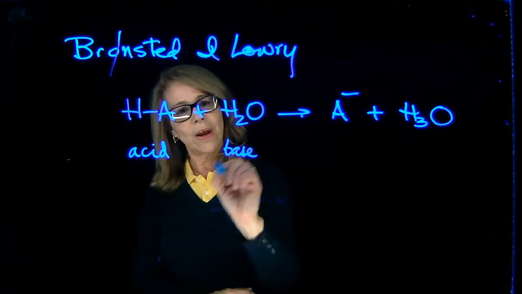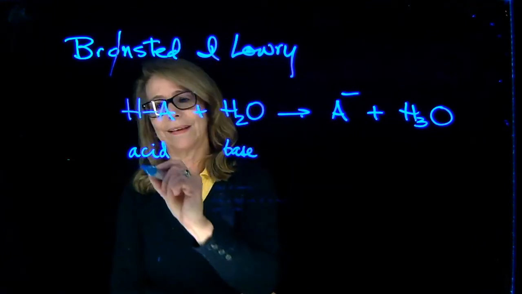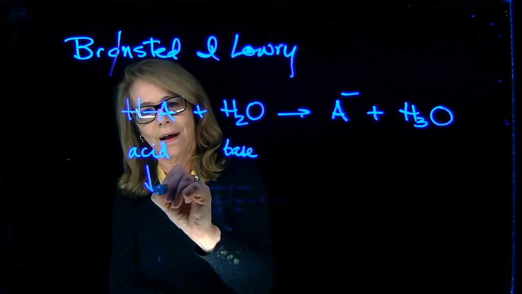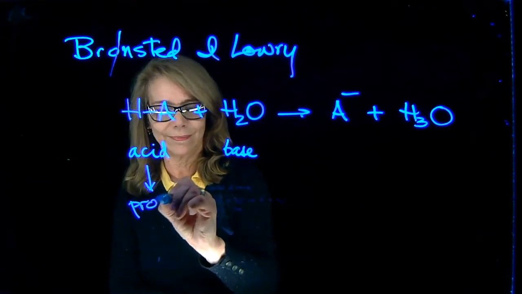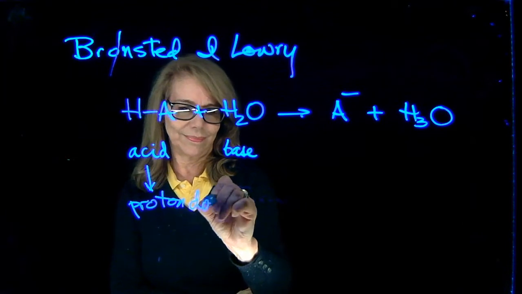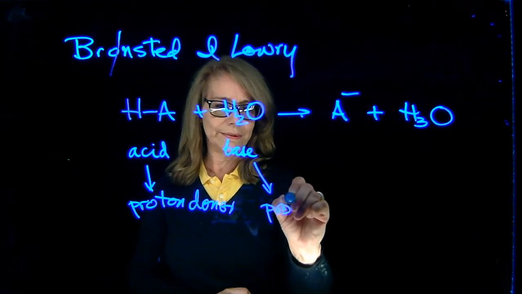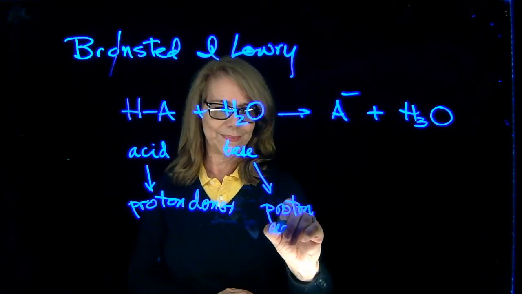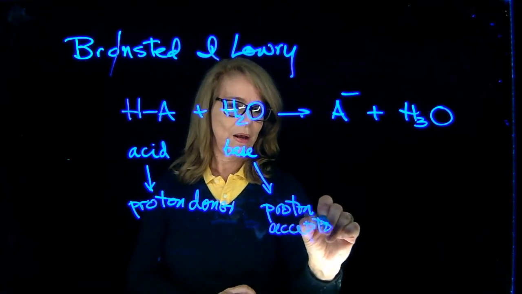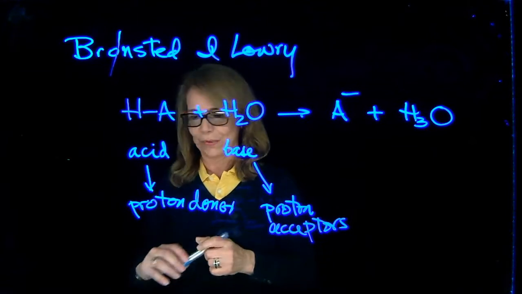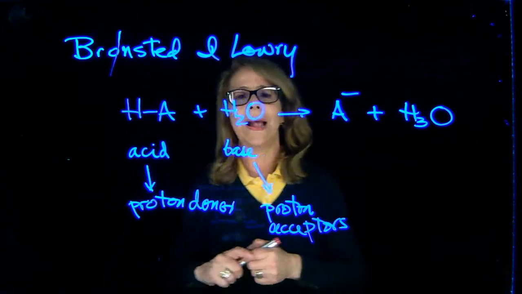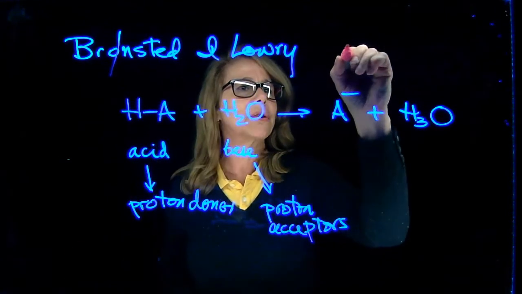So right here, the concept of Bronsted-Lowry says that acids are proton donors and the bases are proton acceptors. So that's one concept of Bronsted-Lowry. Another thing that is important is the concept of conjugate pairs.